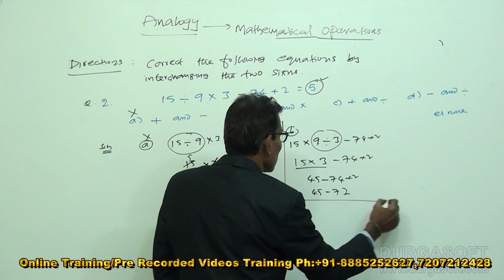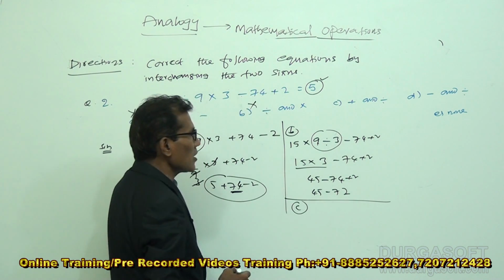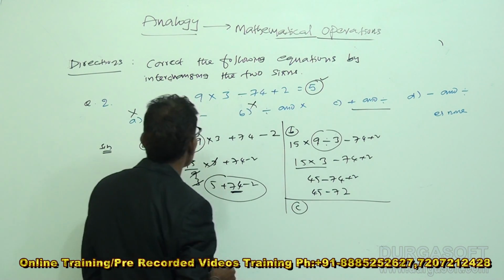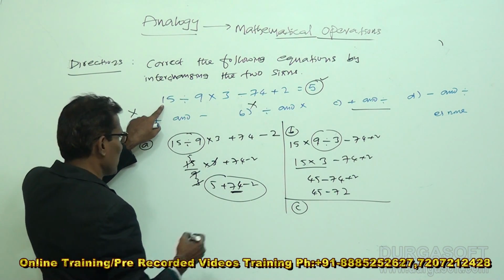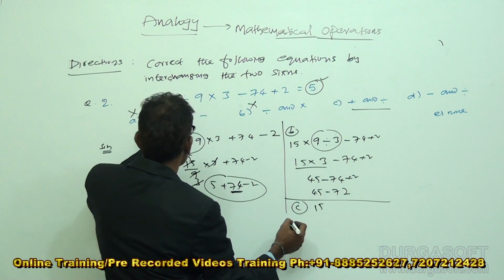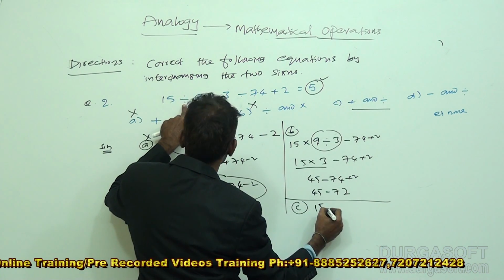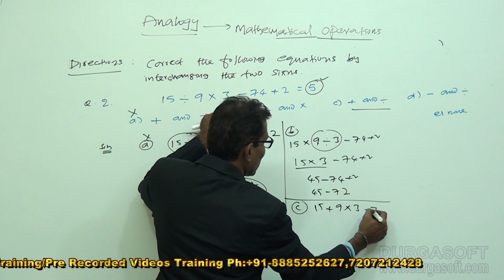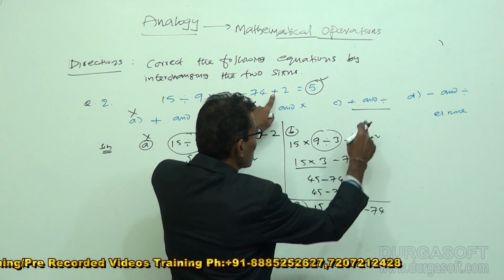Now let us see with the C option. In the C option, addition and division should be exchanged. Addition and division. So we are going to change only addition and division. So it is 15. The division is going to change into addition, plus 9 into 3 minus 74. The addition is going to change into division.